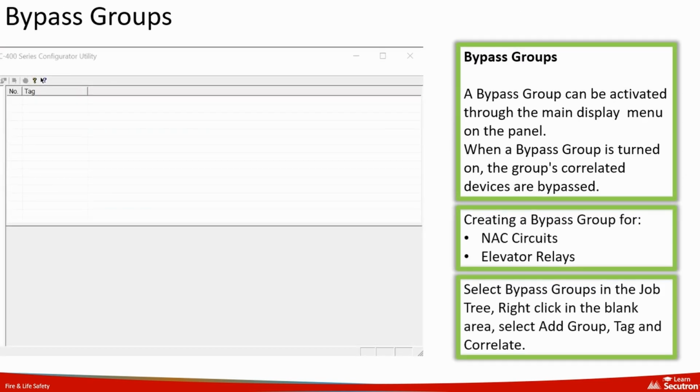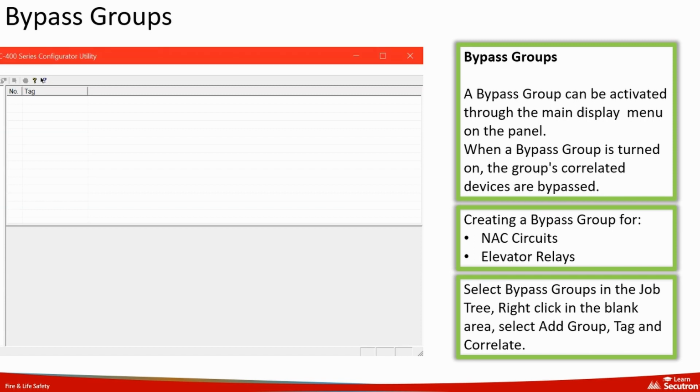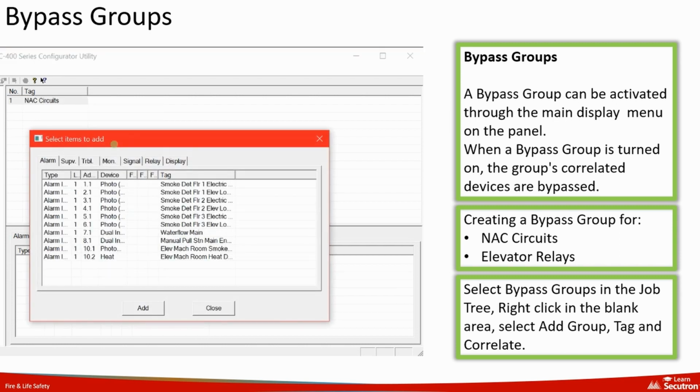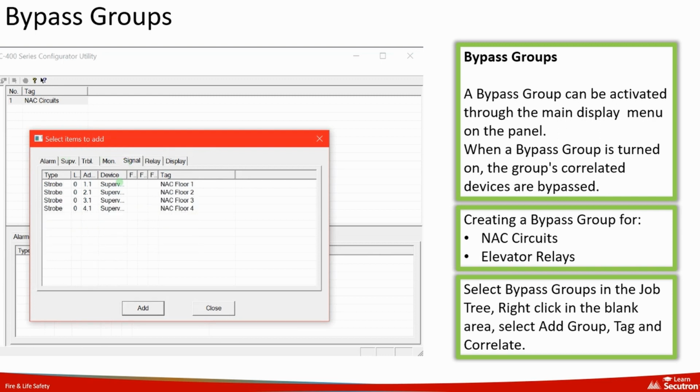Let's look at creating bypass groups. These can be used to provide a temporary bypass of circuits and devices. Once a bypass group has been created, it can be activated using the panel's main LCD menu options or correlated to a programmable button. When a bypass group is activated, the correlated devices and/or circuits are bypassed and will not be activated. Here, we are creating bypass groups for the notification appliance circuits and elevator control relays.